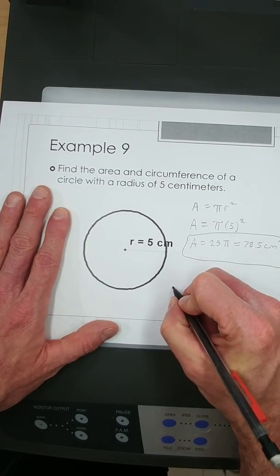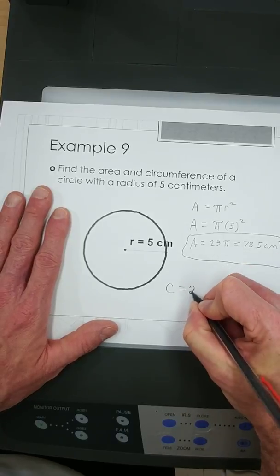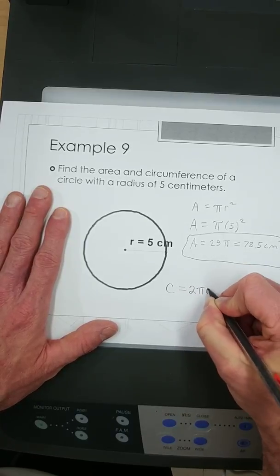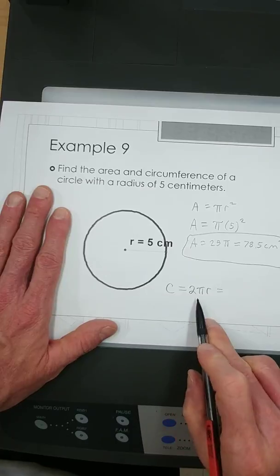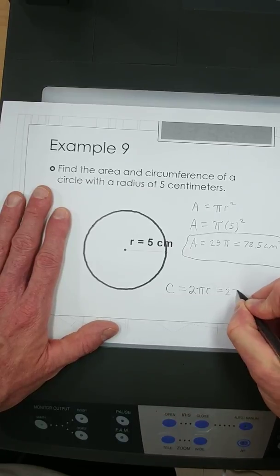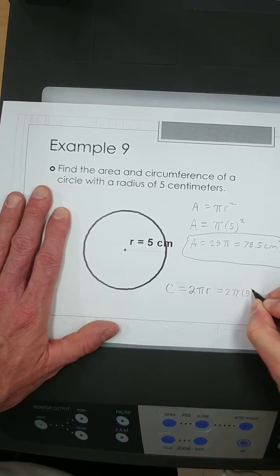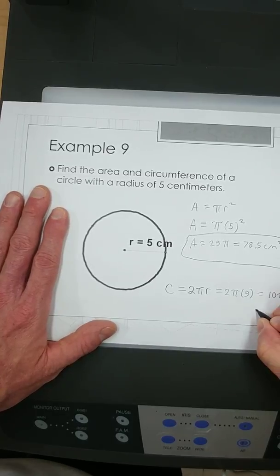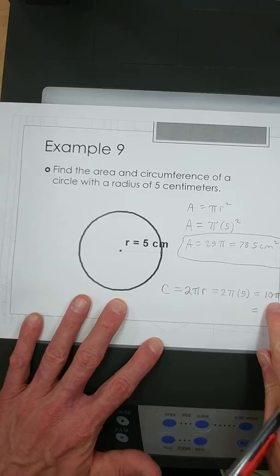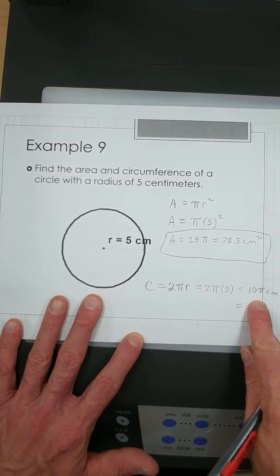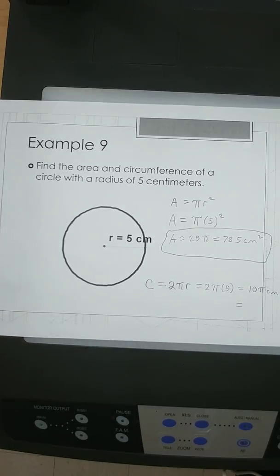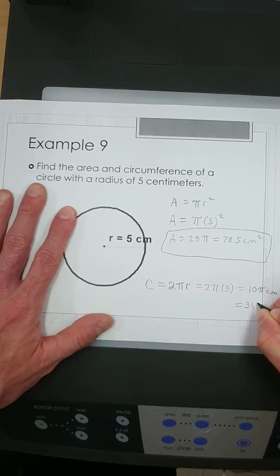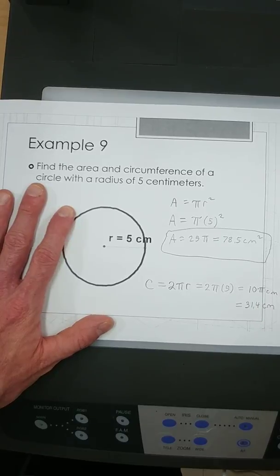I haven't given you circumference, but the formula for circumference is either pi d or 2 pi times r. So if we go 2 pi times r, that'll be 2 times pi times 5, which is 10 pi centimeters. That is your circumference. In decimal form, the approximate, as they call it, is 31.4 centimeters.